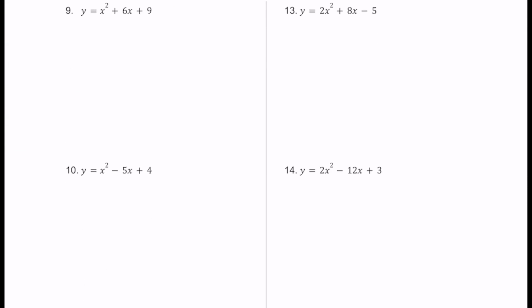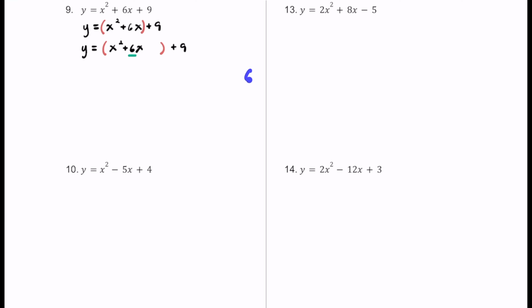Here's number 9. Here's the original equation, and just in your head or go ahead and write it down, try to group those first two, and I'm going to go ahead and space them out, but if you want to just skip that step, go right ahead. Then we're going to take this b term of 6, take half of it, and then square it. Half of 6 is going to be 3, 3 squared is going to be 9, so to complete the square, let's add 9, and let's subtract 9 on the outside.